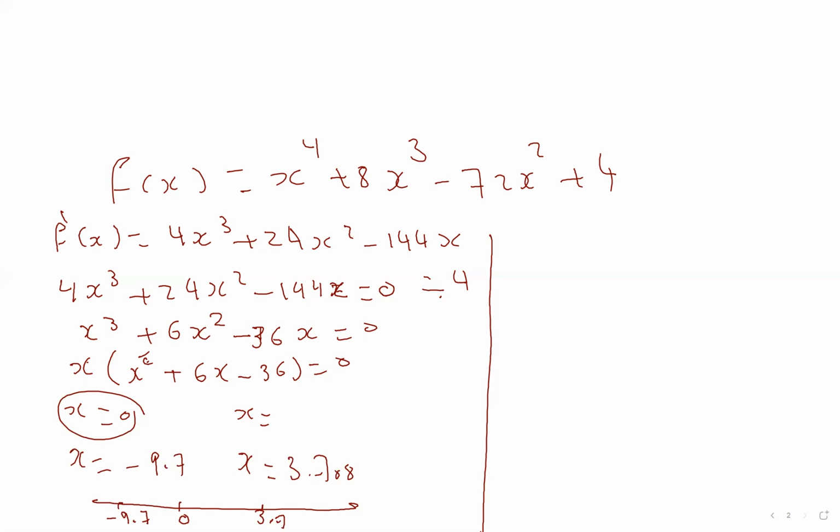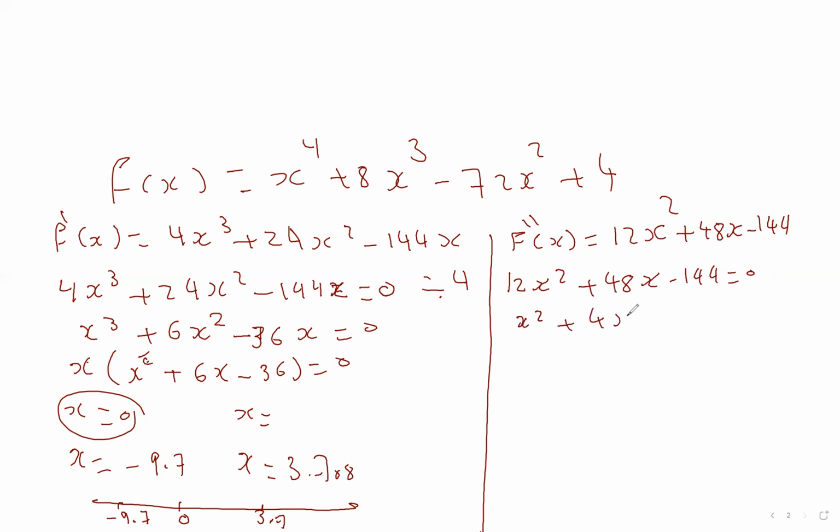So the second derivative to find the concavity and inflection point, f double dash of x will be 12x squared plus 48x minus 144. Make it equal 0, and 12x squared plus 48x minus 144 equals 0, divided by 12 will be x squared plus 4x minus 12 equals 0. You can factorize it, x plus 6 and x minus 2 to get the values of x at the inflection points. So x equals negative 6 and x equals 2.